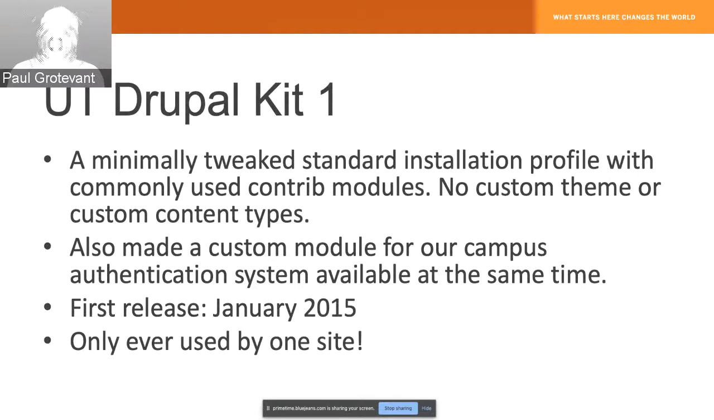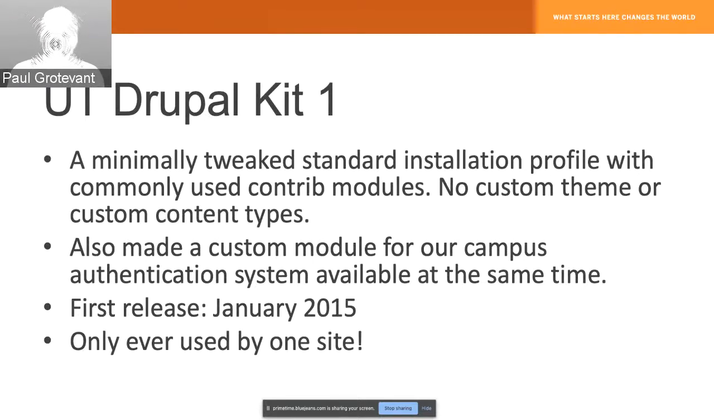Was really a vetted list of modules. There was no custom theme, there were no custom content types. The only other piece that was made available at the same time was a custom module we wrote for integrating Drupal 7 with our campus authentication system, which the version of that authentication system we were integrating with was really a custom thing, not Shibboleth, not CAS, not anything you've ever heard of. So it was necessary for us to write a module for that.